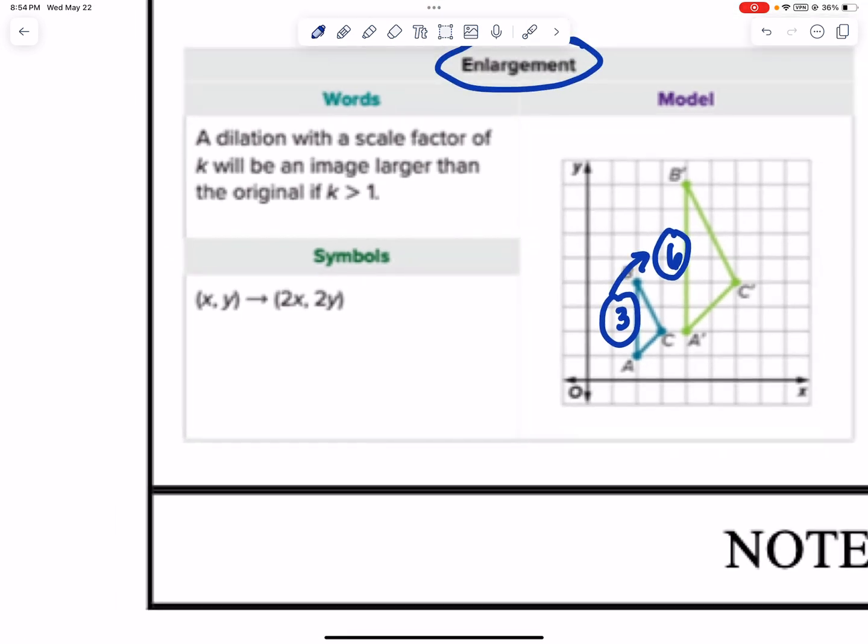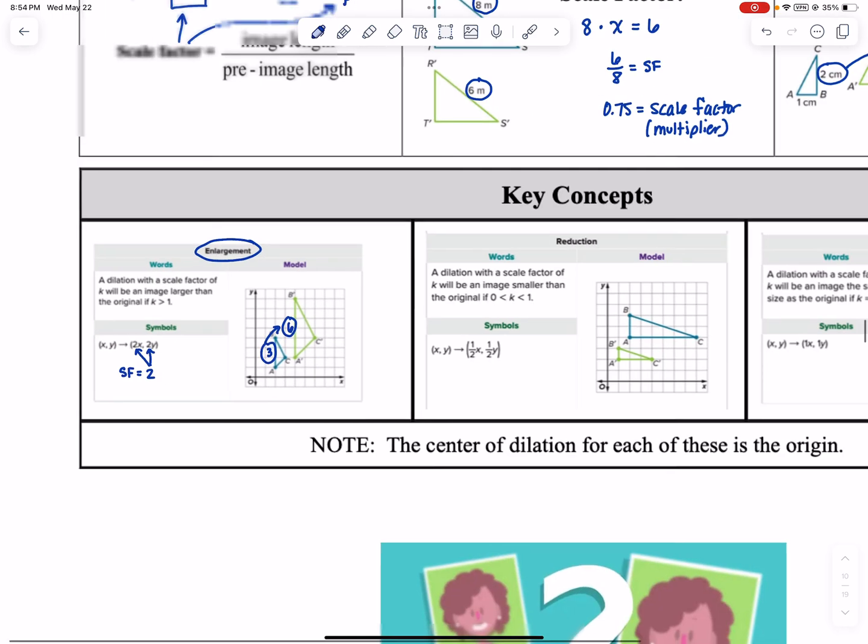You can just think, from 3 to 6, 3 times what equals 6, so the multiplier is 2. So our scale factor equals 2, and you can see to represent that in mapping, we just show that we have 2 times x and 2 times y. So that's how we do the mapping.